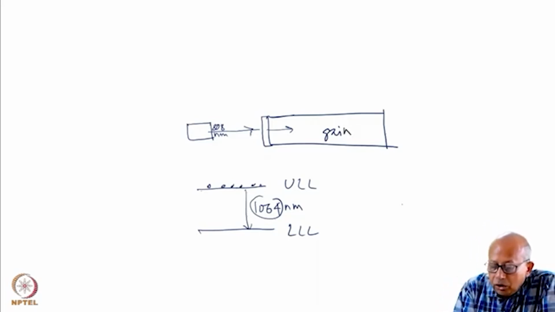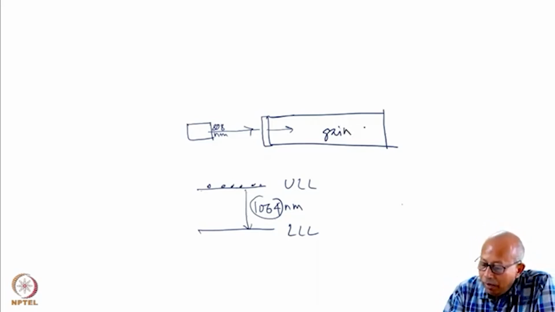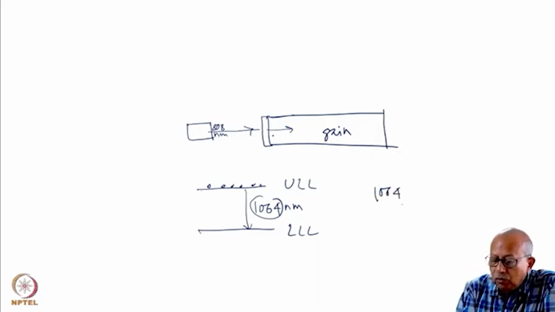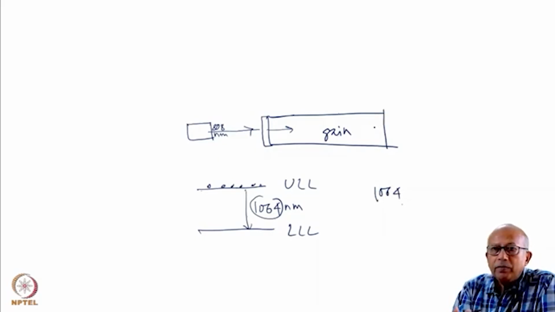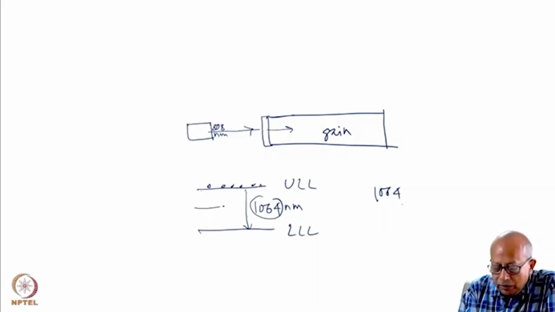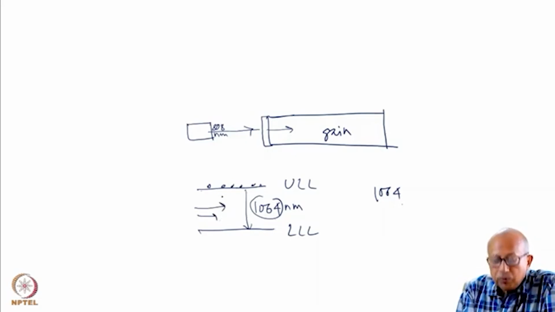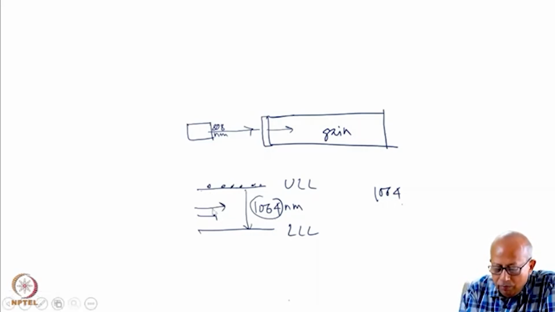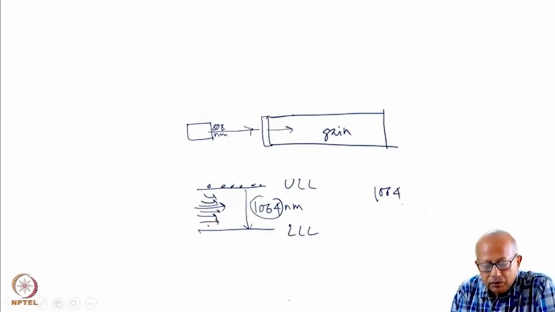Now, if you shine on this medium a beam of light with photons of wavelength 1064 nanometer and pass those photons through it, they will be amplified. If these 1064 nanometer photons travel through this medium, they will stimulate the atoms and force them to come down, and by virtue of stimulated emission, their number will increase. You know how an amplifier works.